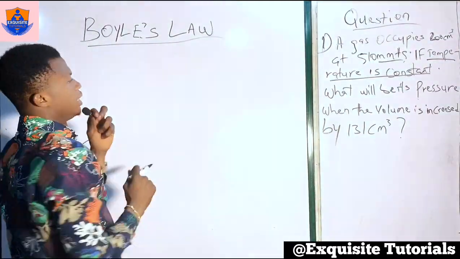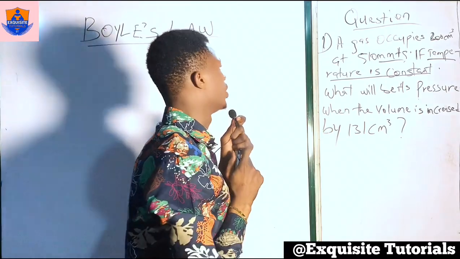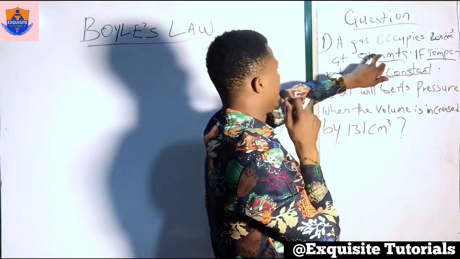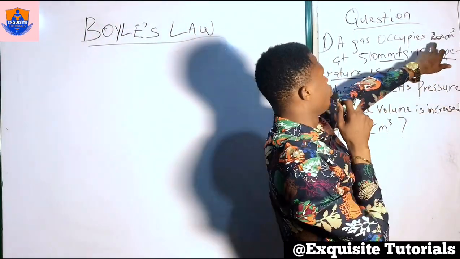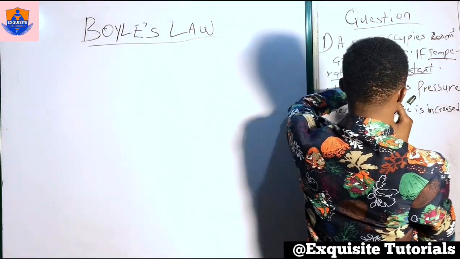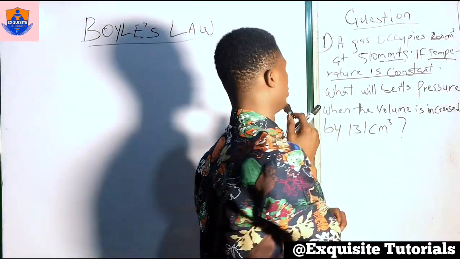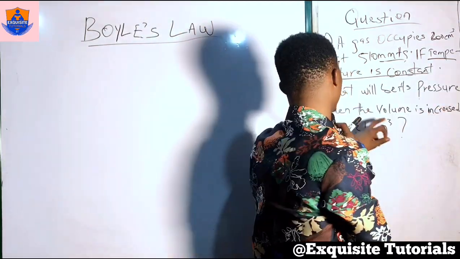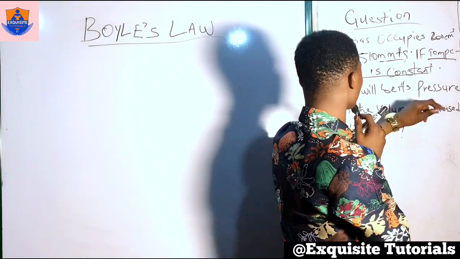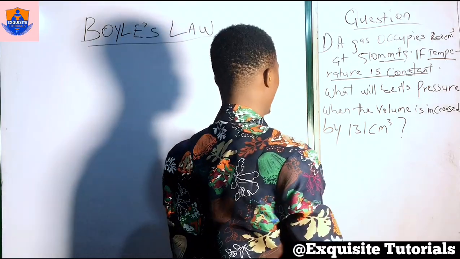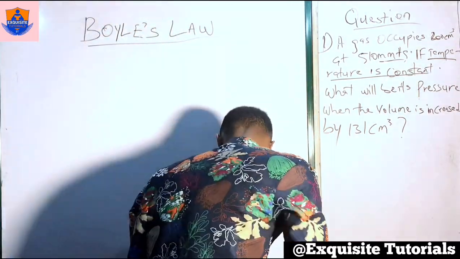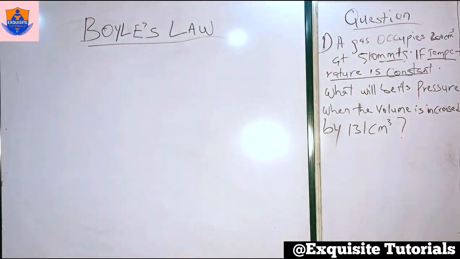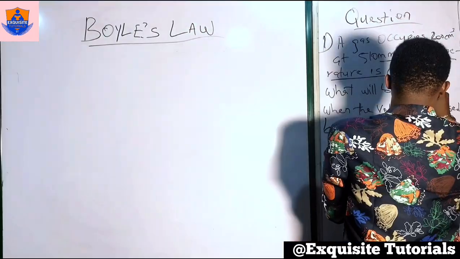Now let's take another question from this same question that we were given. Okay, let's say for example a gas occupies 200 cm3 at 510 millimeter mercury. If the temperature is constant, what would be its volume? Let's solve for volume this time around.